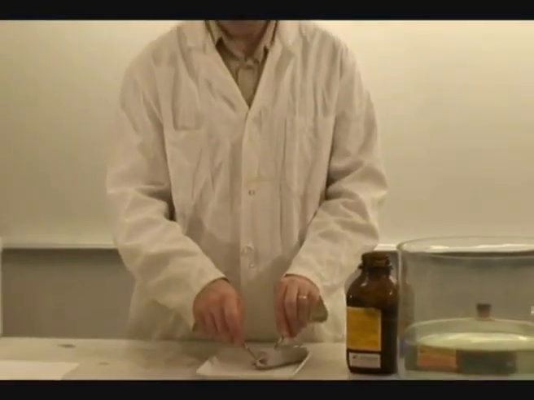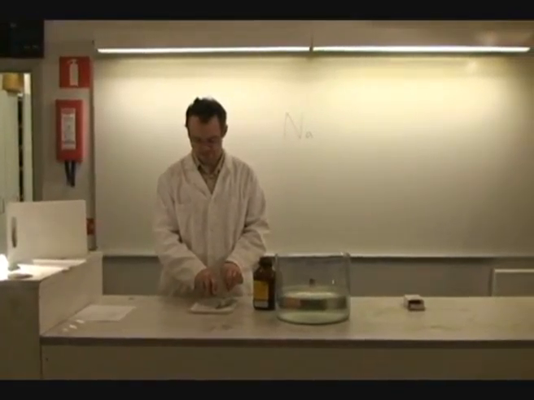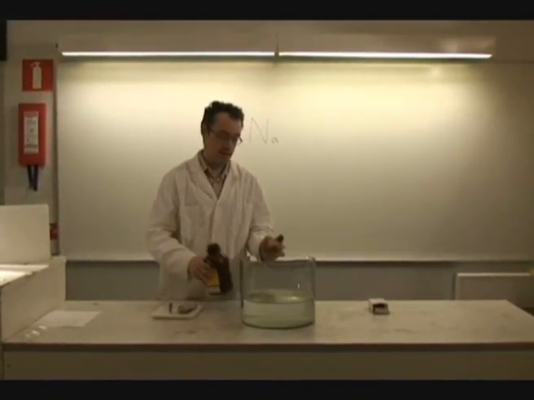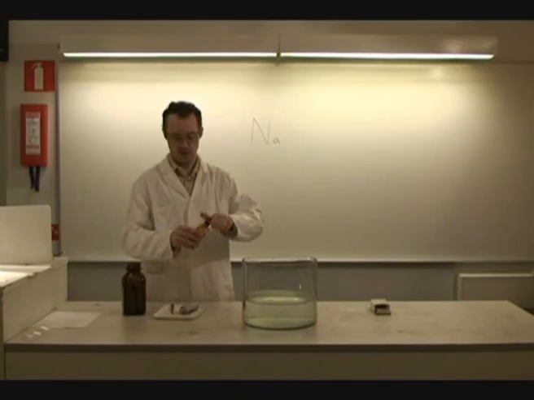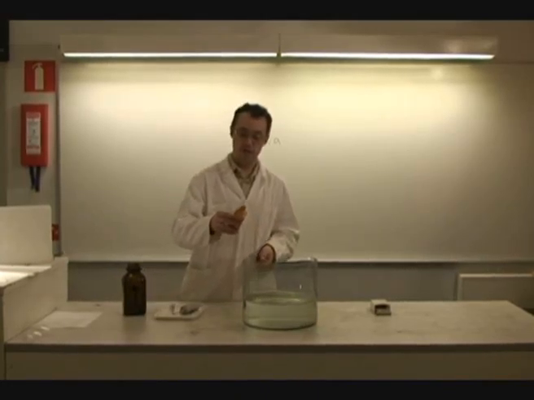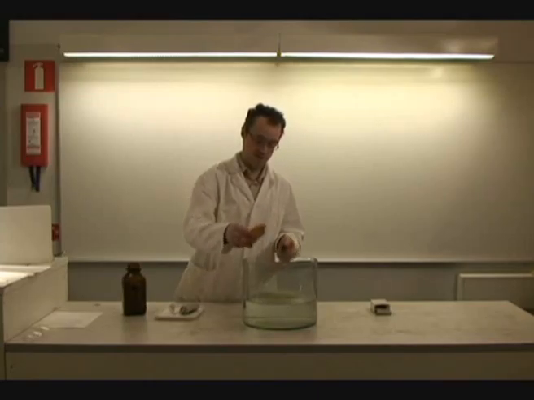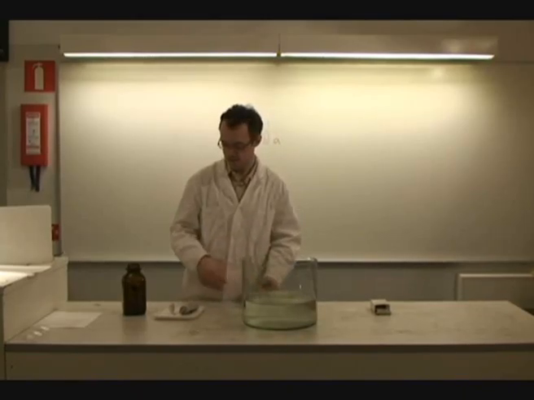And I'm just going to put a small piece into water and see what happens. First I'm going to add an indicator, pH indicator, which changes colour when of course the pH changes. So if I add a few drops of the pH indicator here, it's kind of a green colour showing a pH of 7.